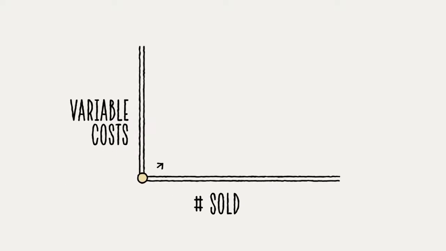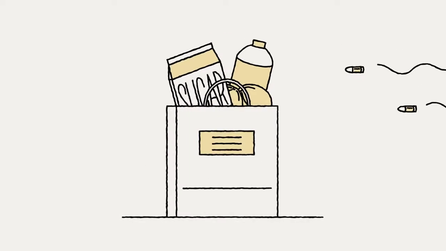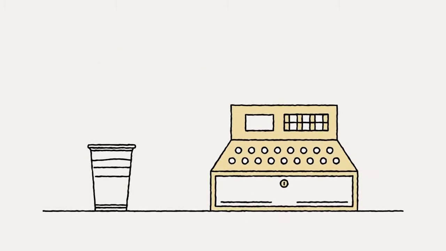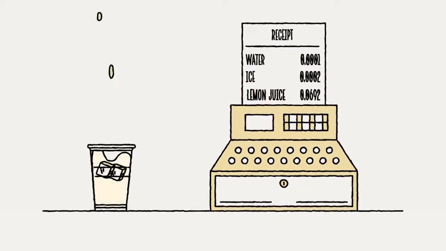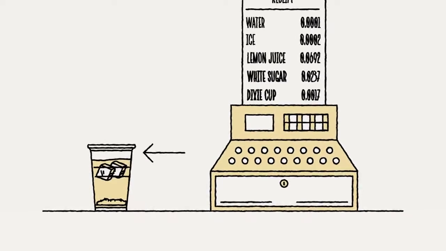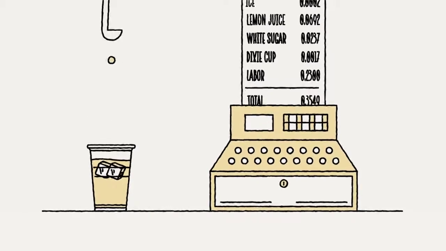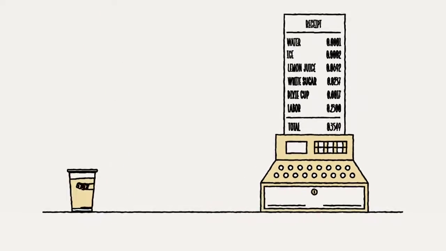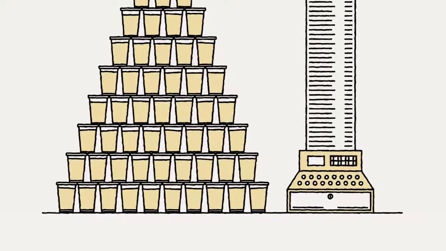Variable costs are the costs that increase as you produce and sell more units. In other words, it's what you'd have to run to the grocery store to buy more of if your lemonade stand was going like gangbusters. For each cup of lemonade, these variable costs will be 3.5 ounces of water, 2 ice cubes, 1/2 ounce of lemon juice, 1/10 cup of white sugar, 1 Dixie cup, assuming you allow the customer to keep the cup, and 1 minute of labor. Your variable costs total 35 cents per unit. Unlike your fixed costs, as you sell more lemonade, your total variable costs increase.